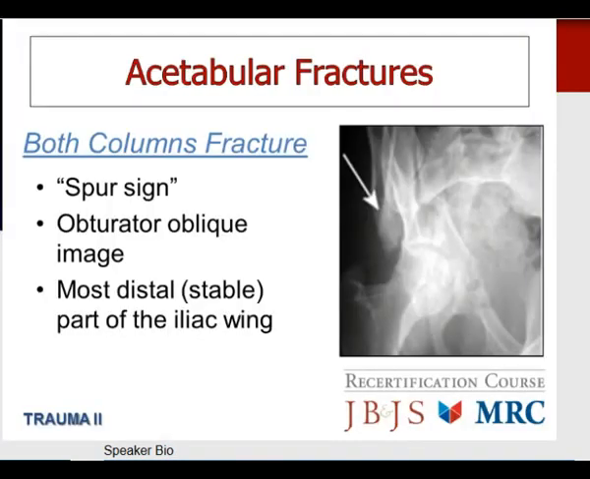The both columns fracture deserves some special mention because it does have a pathognomonic radiographic finding, which is the so-called spur sign. It's seen on the obturator oblique image, and the arrow there is pointing towards the spur, and what that represents is the most distal or stable portion of the iliac wing. This radiograph also demonstrates a feature unique to both columns fractures, which is the phenomenon of secondary congruence. In this situation, the acetabular articular surfaces are significantly displaced relative to the intact portion of the ilium. However, the anterior and posterior columns are relatively minimally dissociated from one another, and this would be the type of fracture that would be amenable potentially to non-operative treatment for that reason.